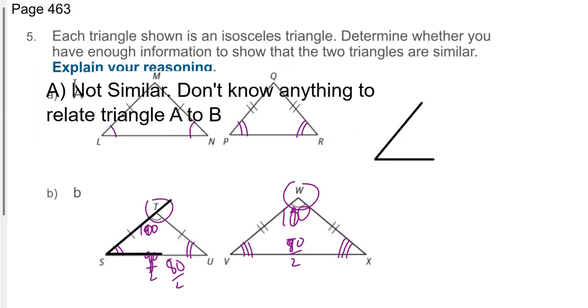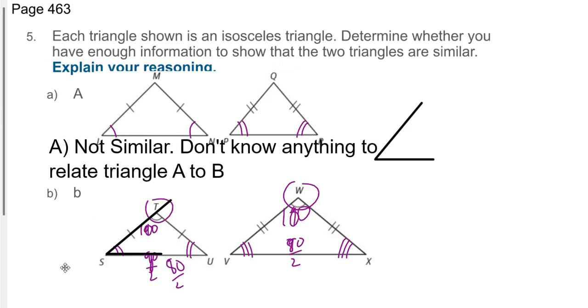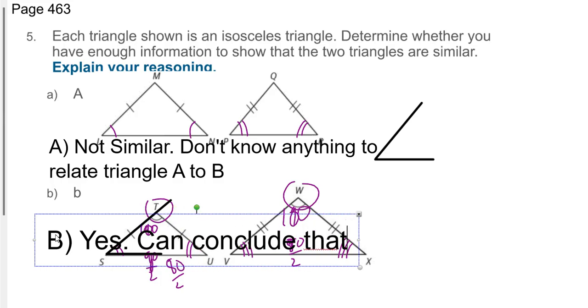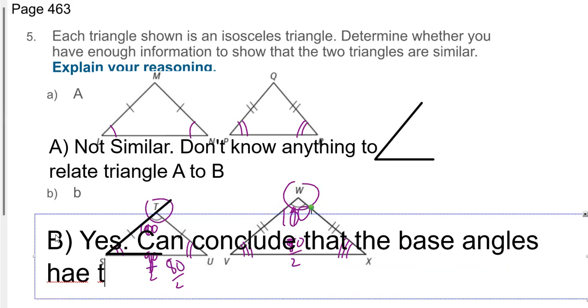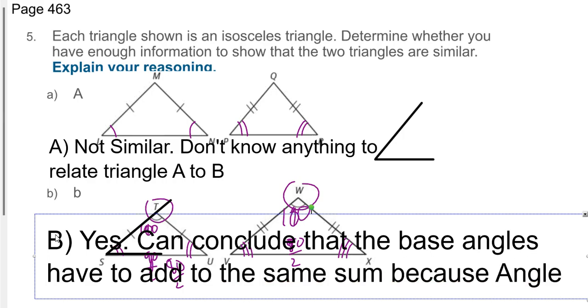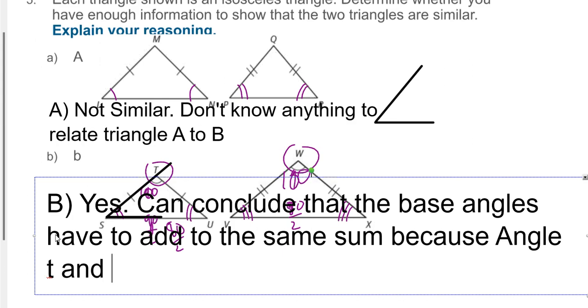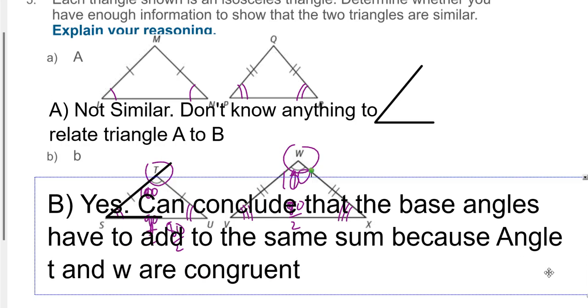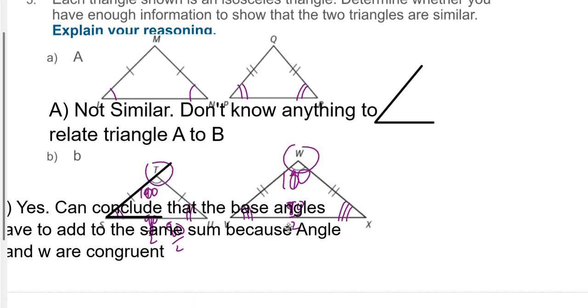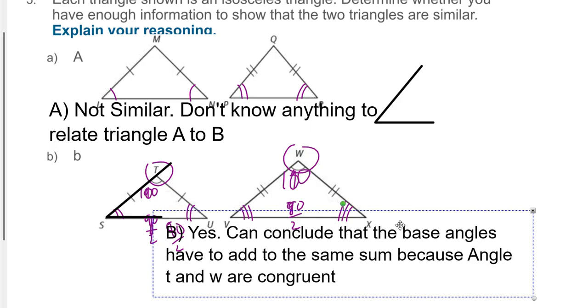And then for the second one, the second one, B, is a yes. We can conclude that the base angles have to add up the same because angle T and W are congruent. So get that written down, and then I'll be on the next slide.